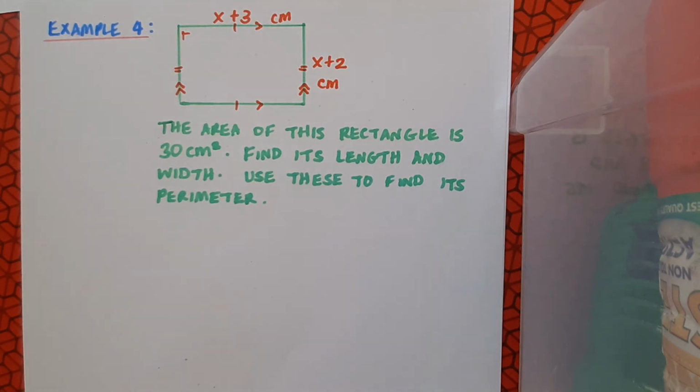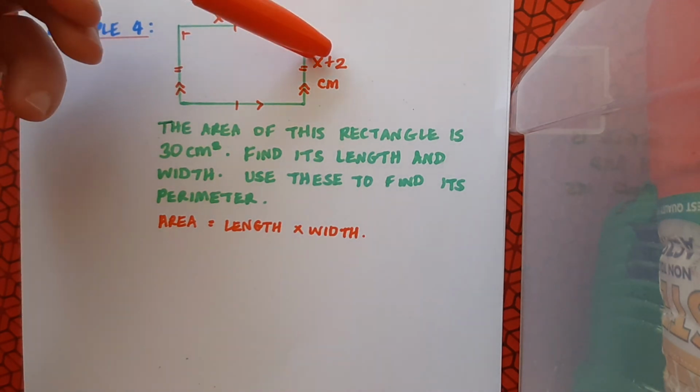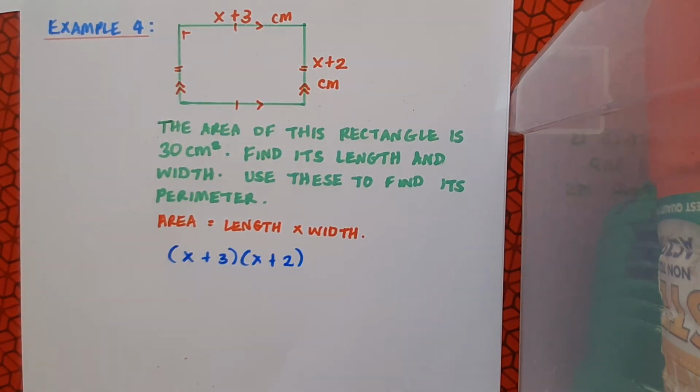Okay, so it's a rectangle, so how do I get its area? Well, the area of a rectangle, of course, is length by breadth, or to use the language of this question, length by width. So I'm finding the product of my 2 dimensions here, my x plus 3 and my x plus 2. And since I'm told that the area is 30, x plus 3 times x plus 2 equals 30.